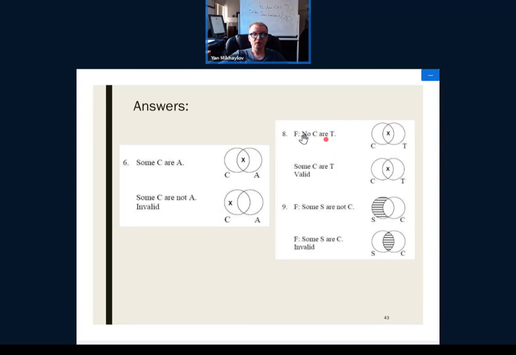No CRT, you would be shading in the middle, but it says false. So you put in an X there. And some CRT, you put in an X here, it is valid. Can you see it is valid? The same.